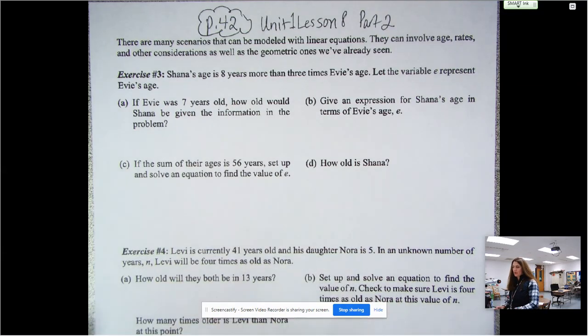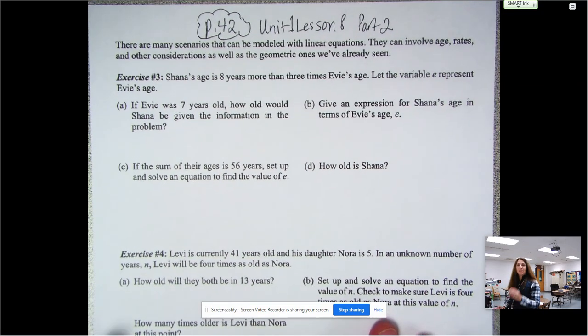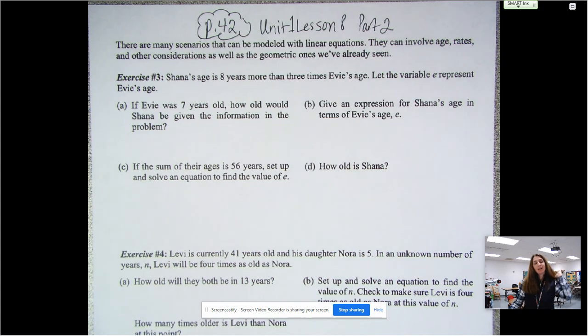Morning, guys. So, what we're doing today is we are finishing up Unit 1, Lesson 8, Part 2. So, we're going to do the second half of this lesson. So, we should be on page 42. Okay, I'm just calling it Part 2 because it feels right.